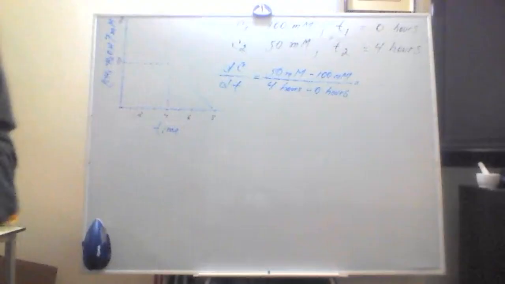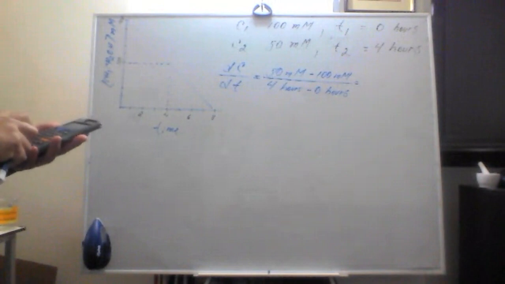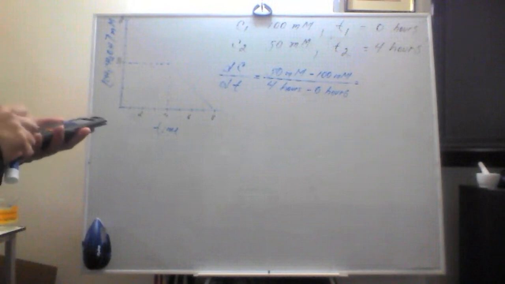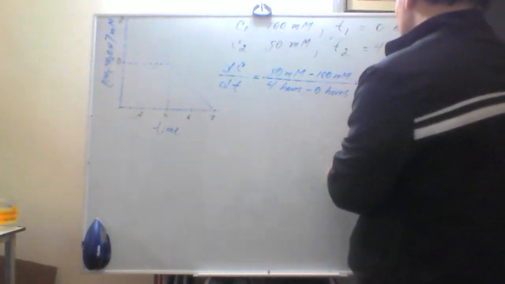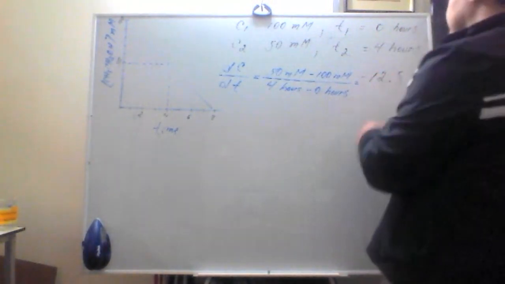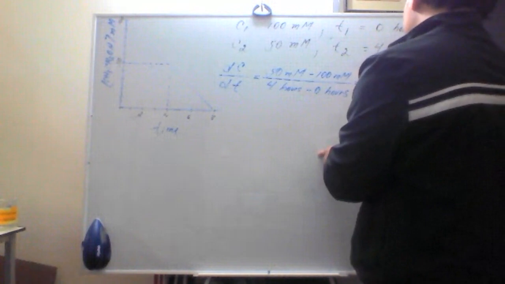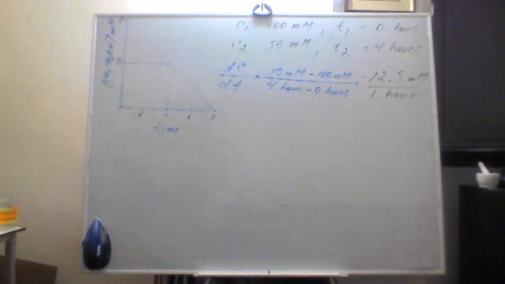And let's see what we get. So we get 50 minus 100, the difference, over 4 hours, and we get 12.5. So this is what we get. We get a depletion rate of 12.5. That will be negative because of the depletion. That will be millimolar for every 1 hour. So we get millimolar per hour. We don't need to write the 1 there, but just leave it so we know that it's per 1 hour. So we get a reaction rate constant of 12.5 millimolar per hour.